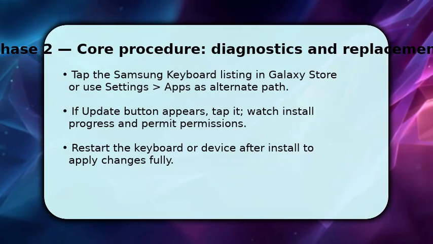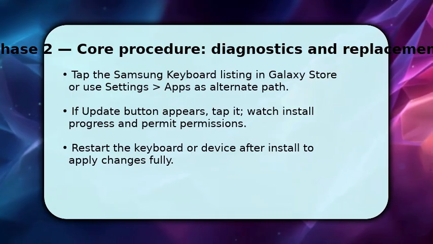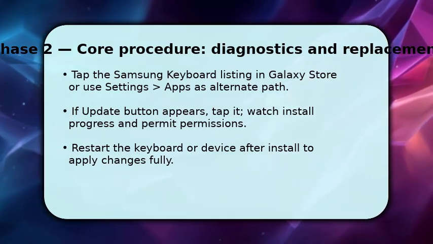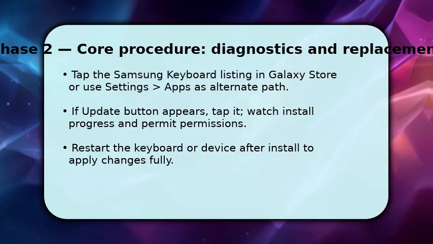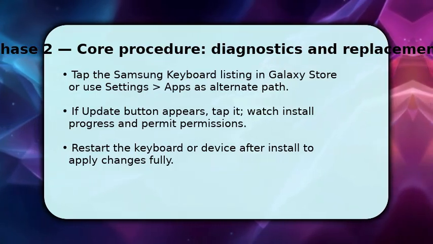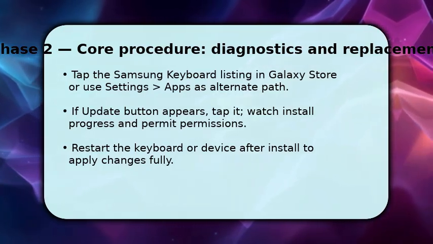Once you're on the Samsung keyboard listing, look for an update button. If present, tap it to begin downloading and installing. During installation, allow any requested permissions. They enable new features or fixes.